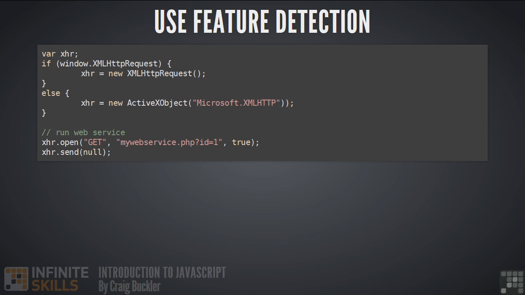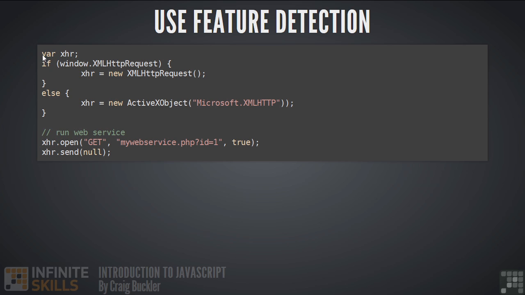Here we're simply checking that the browser has the XML HTTP request object implemented. So if it is, we initialize it. And if it's not, then it's likely to be IE, so we use the ActiveX object alternative. So at this point, XHR is pointing to a browser API that we can use consistently elsewhere.